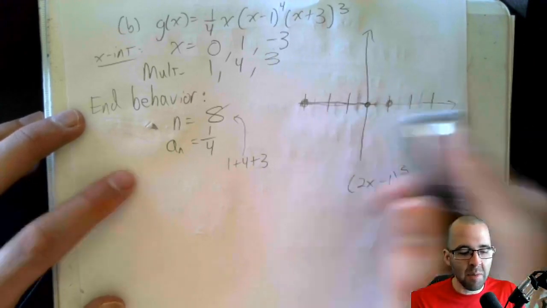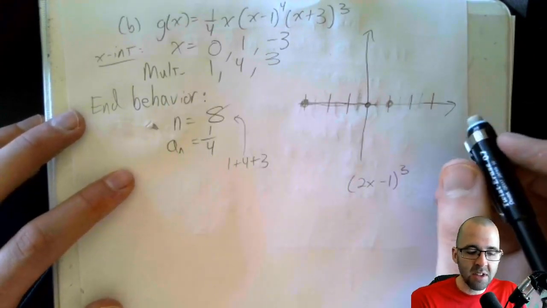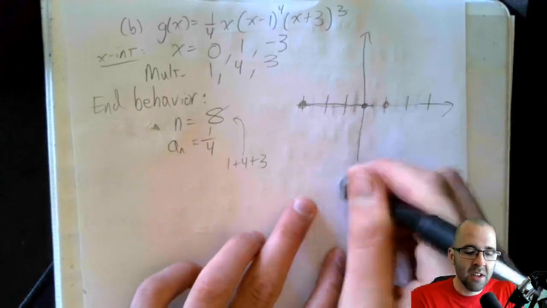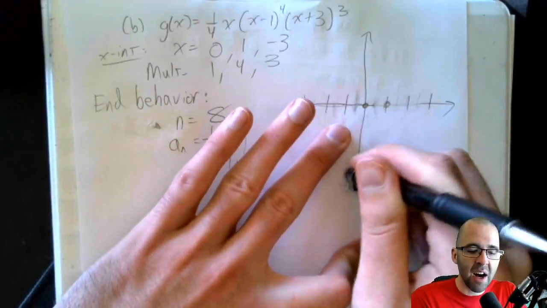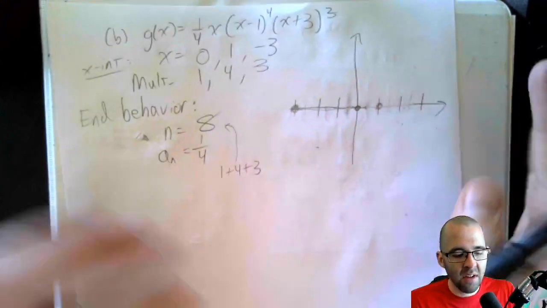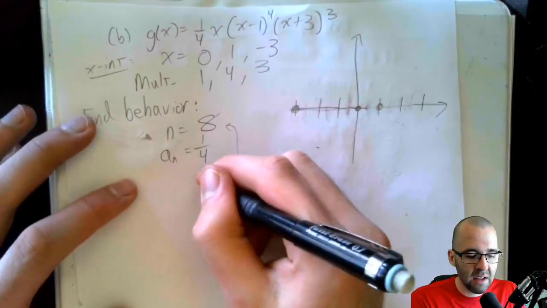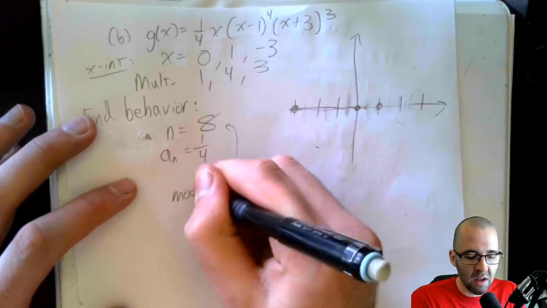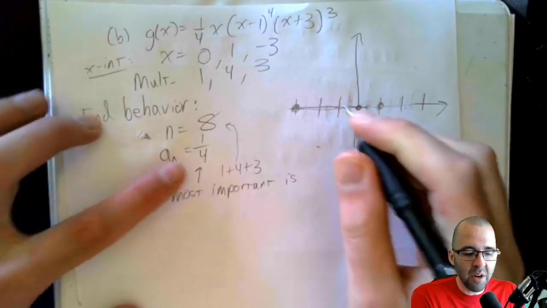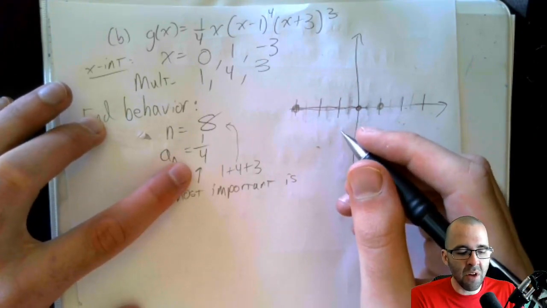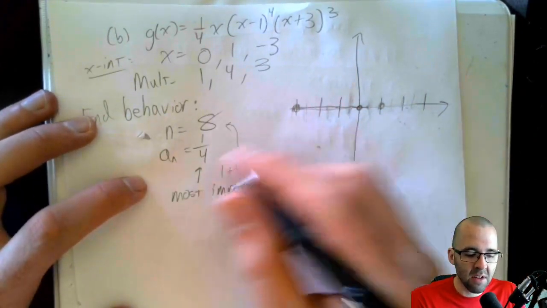And the number doesn't really matter. You don't need to find the leading coefficient. It's good practice, but you don't really need it. What you really just need to know is whether the leading coefficient is going to be positive or negative. That's the important thing. So if you don't want to know 1/4, all that matters is that you know it's positive or negative.